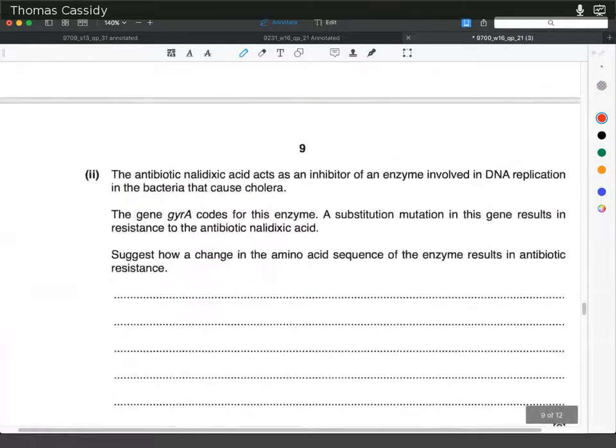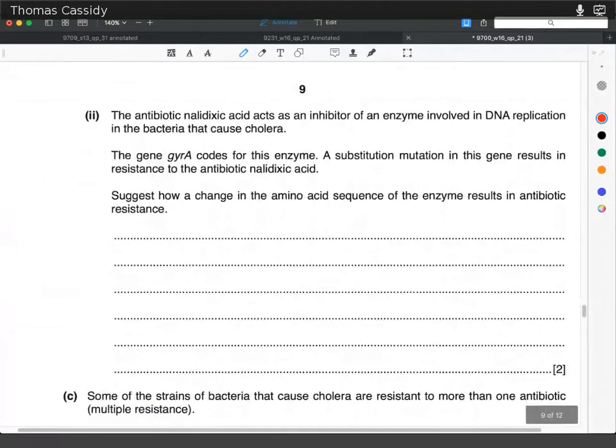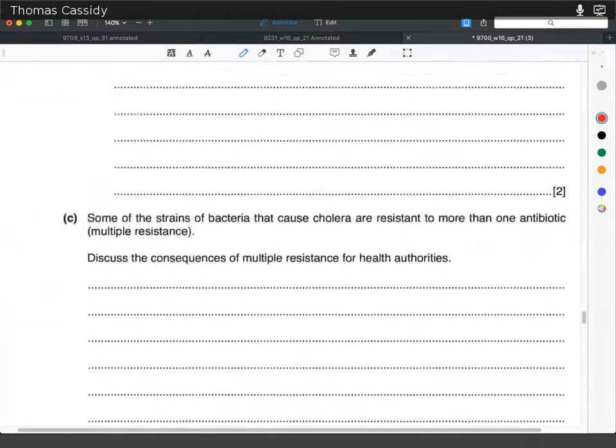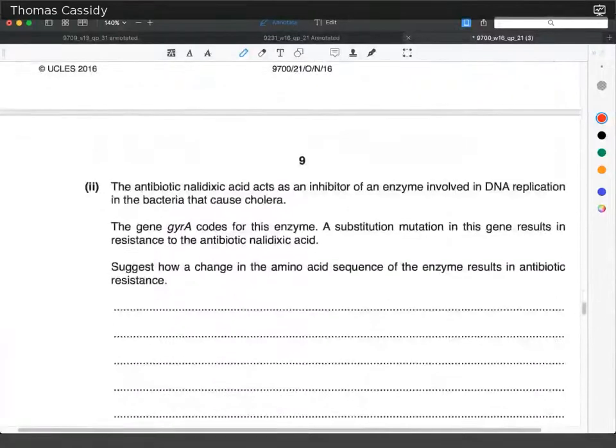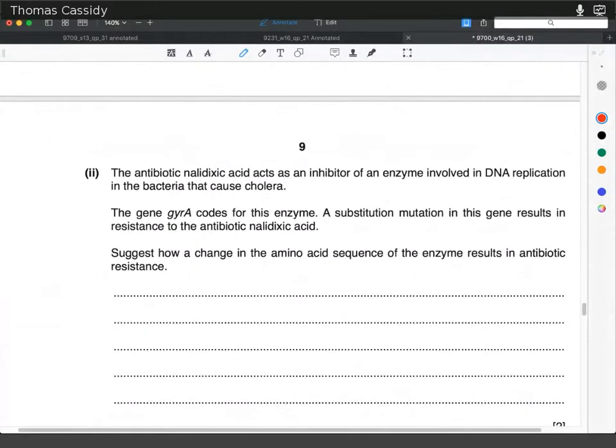Part 2 follows on from that, and there's a lot of reading going on in this question. It's worth quite a few marks, 13 marks total, so it's quite a big chunk of time spent. The antibiotic nalidixic acid acts as an inhibitor of an enzyme involved in DNA replication in the bacteria that causes cholera. The gene GYRA codes for this enzyme. A substitution mutation in this gene results in resistance to the antibiotic nalidixic acid.